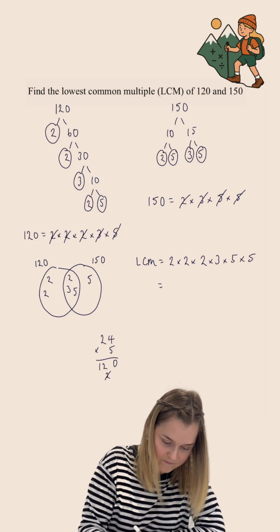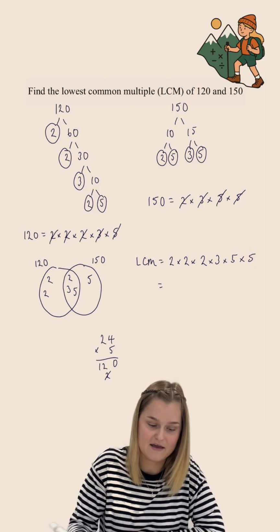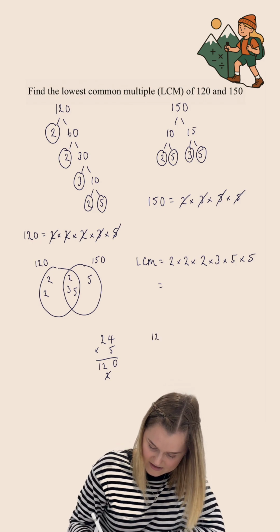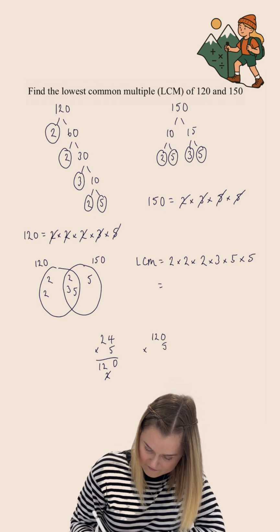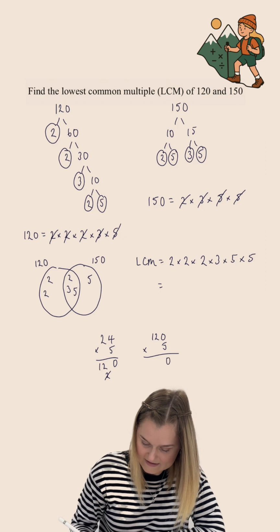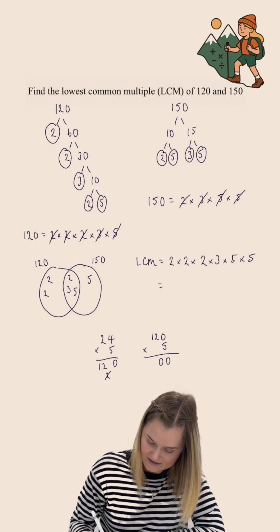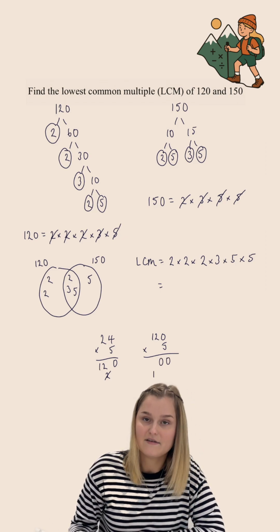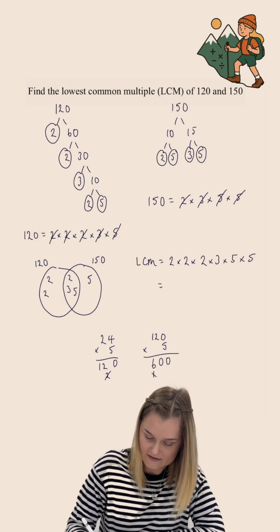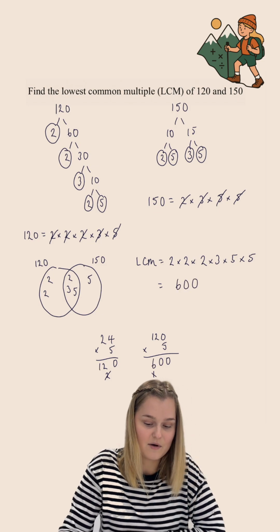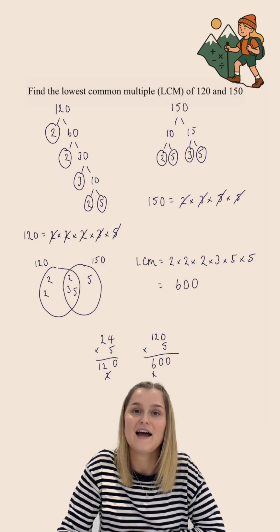And then finally, we have another 5 to multiply that by. So I'm doing 120 multiplied by 5. 5 times 0 is 0. 2 lots of 5 is 10, and 1 lot of 5 is 5. Add on this 1 gives us 6. So the lowest common multiple of 120 and 150 is 600.